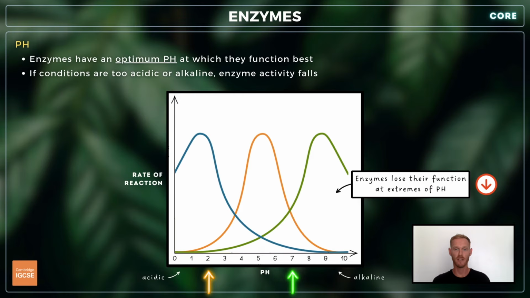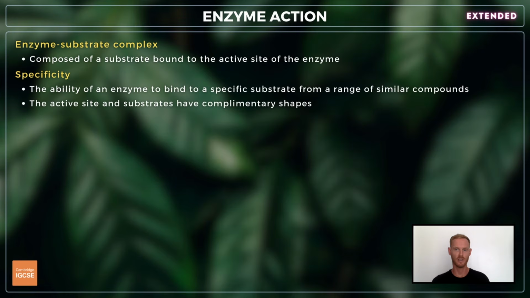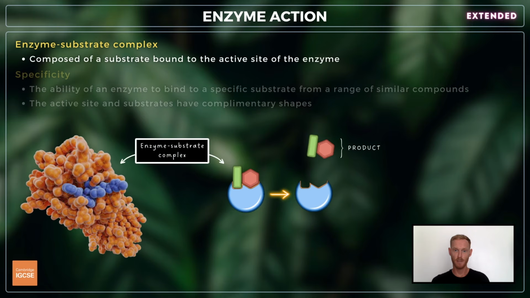Okay, so that's everything for the core section, so we'll move on now to the extended content. For extended, you need to be able to explain enzyme action with reference to a few key additional terms. So when an enzyme binds with a substrate, an enzyme-substrate complex is formed before the products are subsequently released.